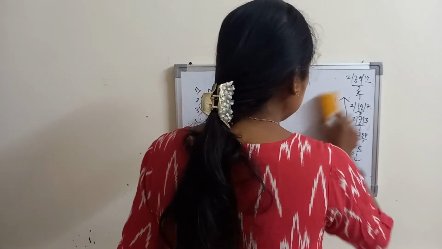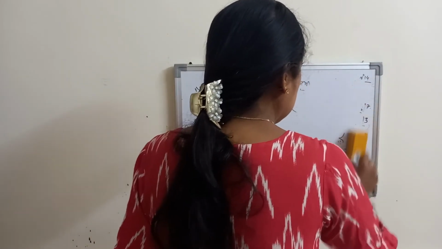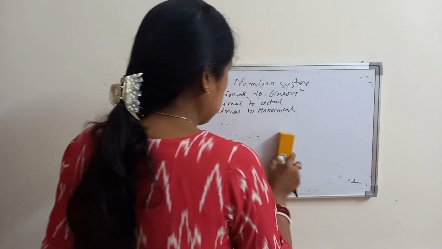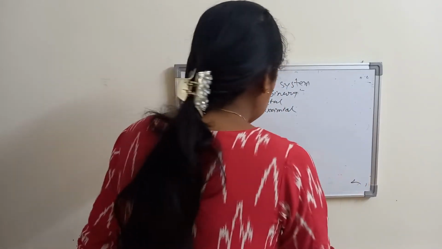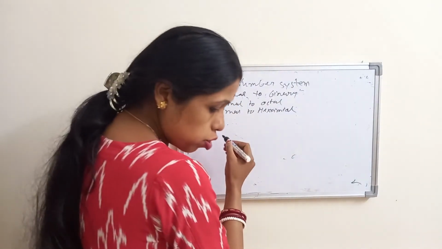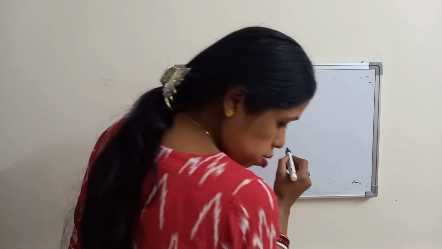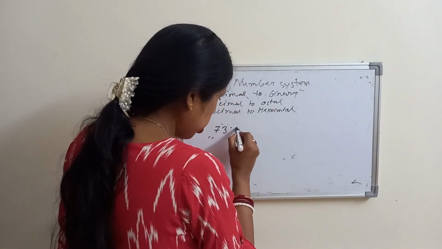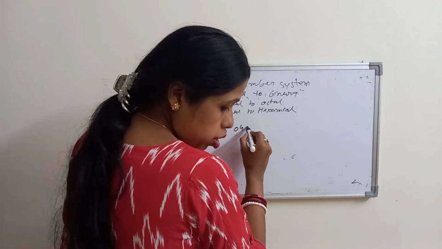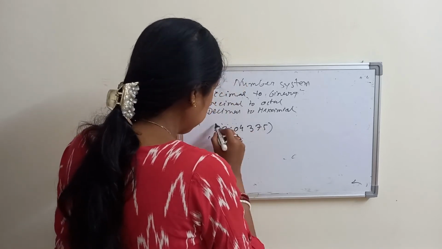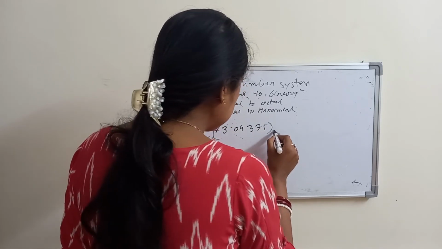The second one is decimal to octal. Suppose the number is 73.04375. This is the decimal number.